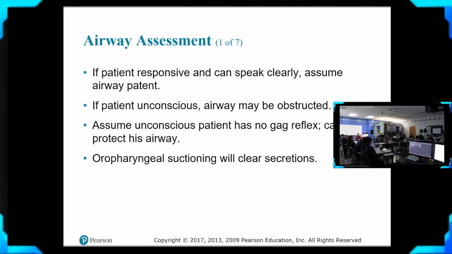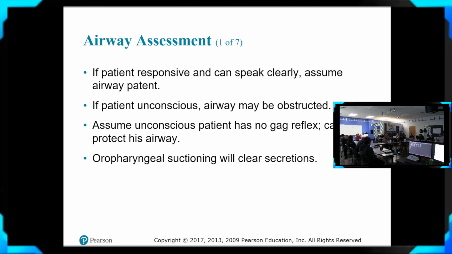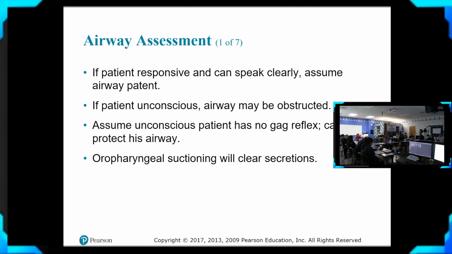Airway assessment: if they're responsive, can they speak clearly? Assume the patient's airway is patent. When you're doing your scenarios, that is something you need to articulate while you're interacting and assessing. You don't have to say, "Let me see your airway." If you walk in and say, "Hey, how are you doing today?" and they say, "Great, I'm fine," you need to say, "I have assessed their airway because it is open and patent, since they're having a conversation with me without any obstruction or difficulty." That is something you need to annotate.